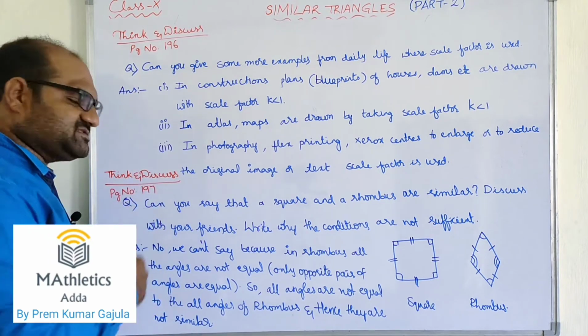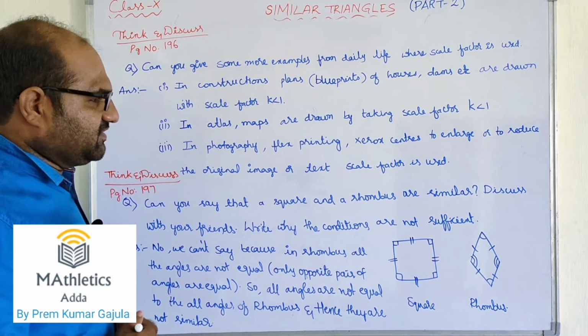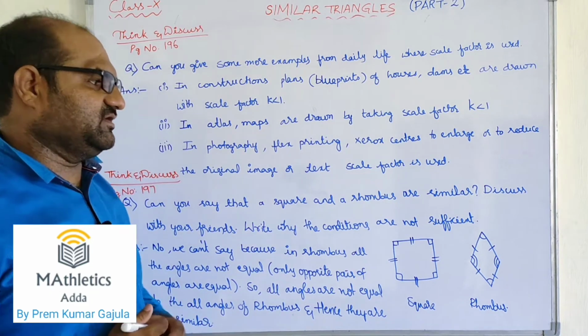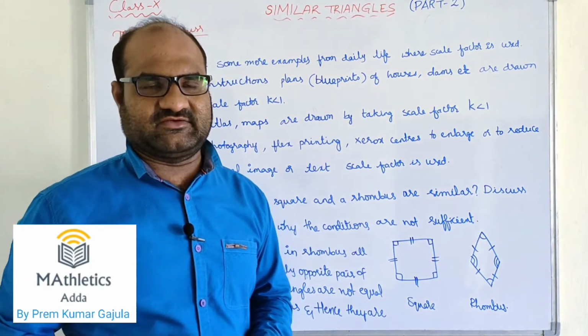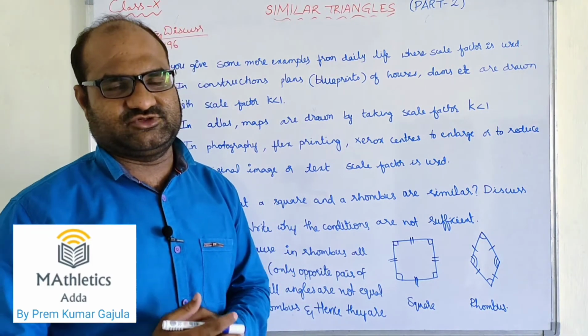Think and discuss problem, page number 197. Can you say that a square and a rhombus are similar? Discuss with your friends, write why the conditions are not sufficient. We know that two polygons are said to be similar when their corresponding angles are same and the ratio of corresponding sides should be same.